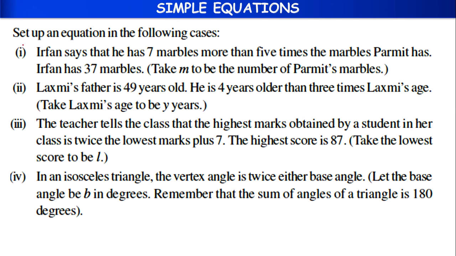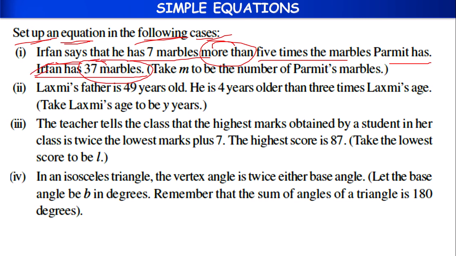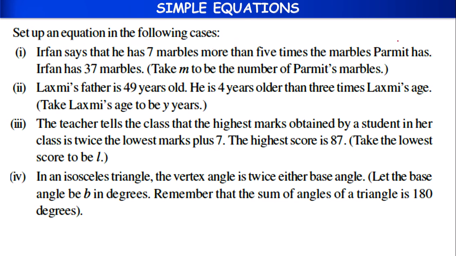Next one, set up an equation in the following cases. Irfan says that he has 7 marbles more than 5 times the marbles Parmit has. Irfan has 37 marbles. The number of marbles Irfan has is a known quantity, but the number of marbles Parmit has is an unknown quantity. Let's take m as the number of Parmit's marbles.